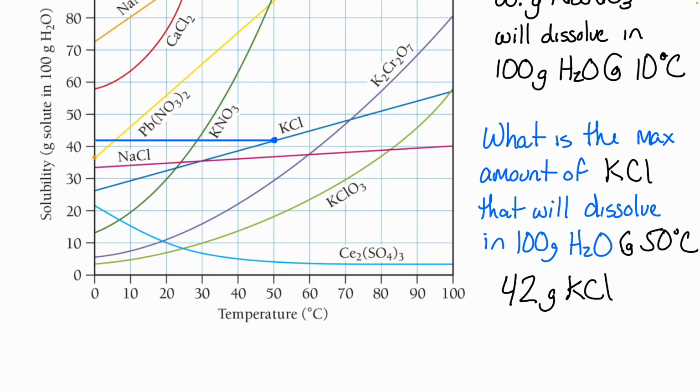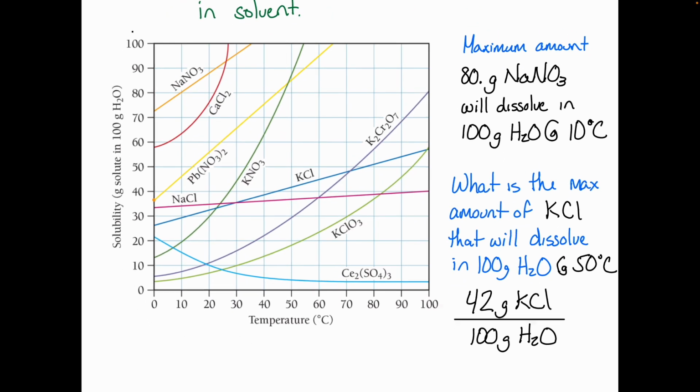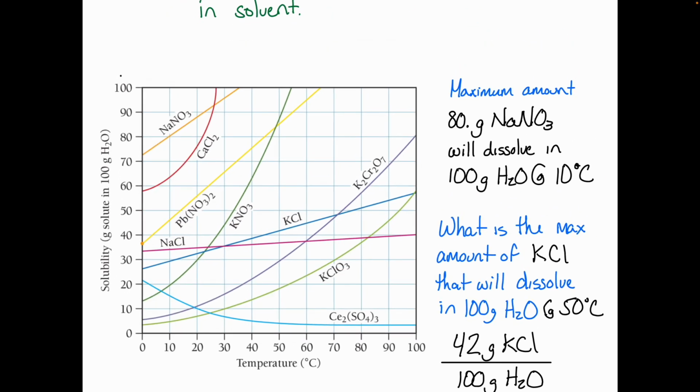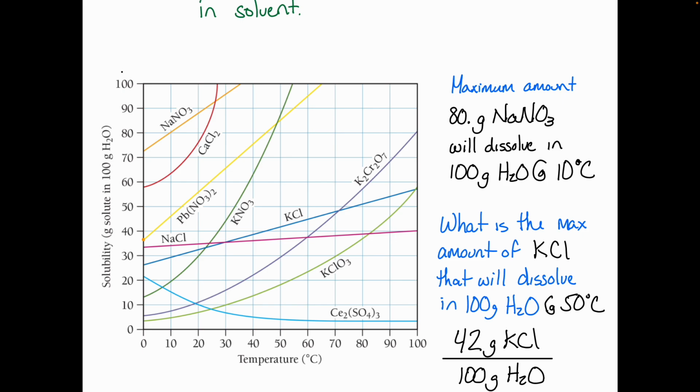All right? And we're going to get in the habit of using this in this conversion factor type form where we say 42 grams of potassium chloride per 100 grams of water. All right, where we're going is we're going to end up using this in some math here. Okay? Cool. And let's just make a note here. I want you all to make a note specifically about how we read this chart.